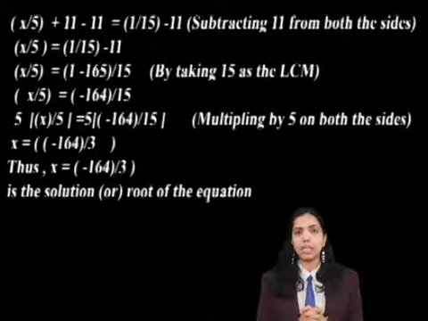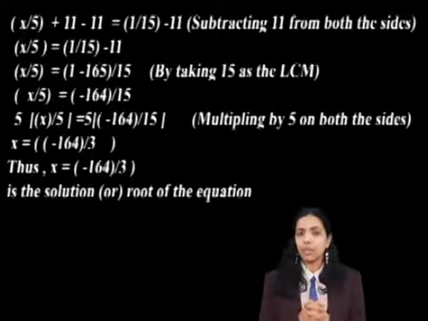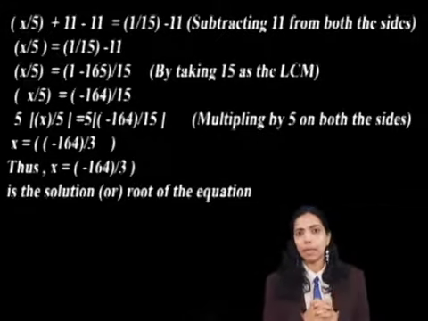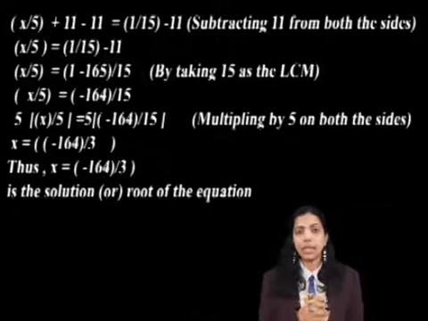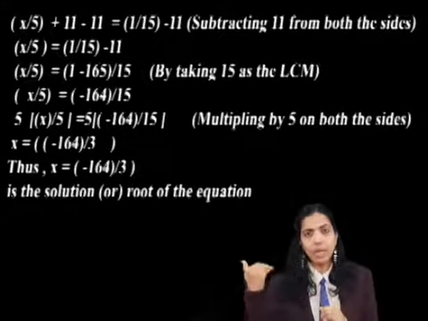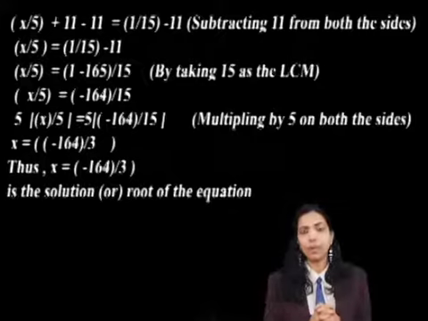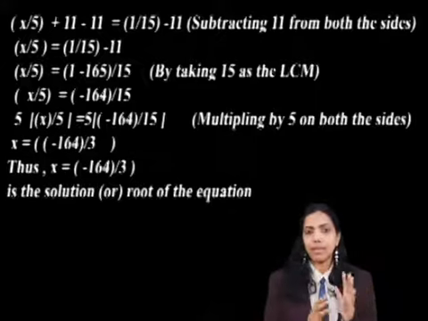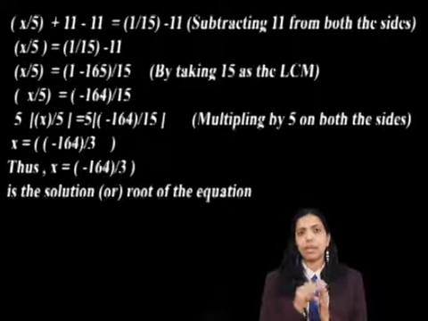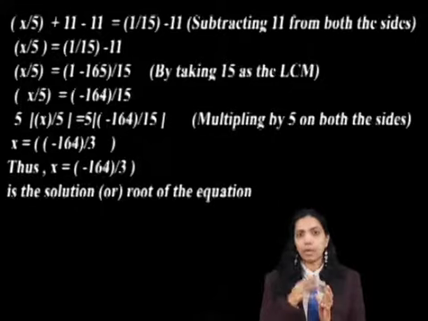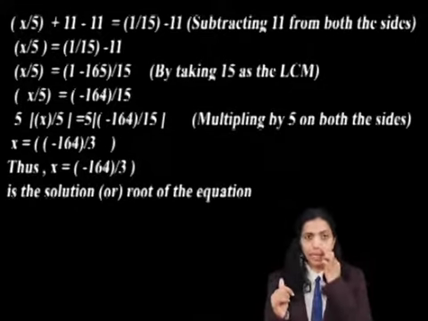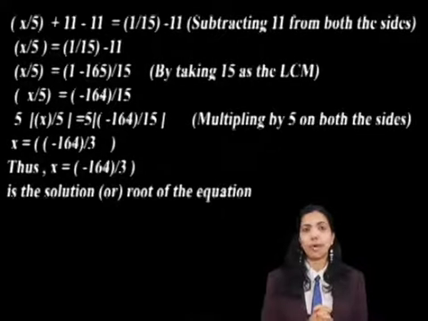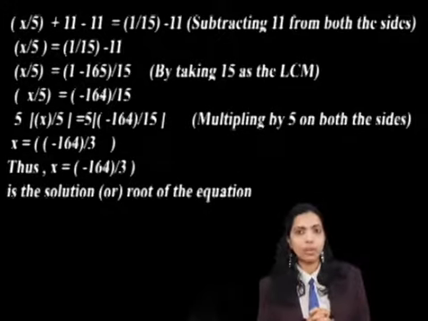Now the next target is x by 5. We want to eliminate that 5. What shall we do? The only option is to multiply by 5 on both the sides. So we get 5 multiplied by x by 5 equals 5 multiplied by minus 164 divided by 15. So the 5 cancels on the left hand side, and we get x equals minus 164 by 3. On the right, 5 by 15: 5 and 15 get cancelled, since 1 5 is 5 and 3 5s are 15. Thus, x equals minus 164 by 3 is the solution or root of the equation.